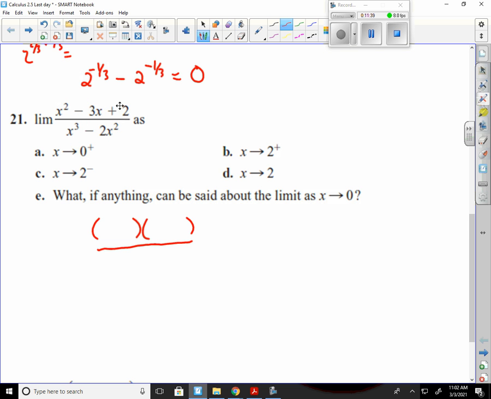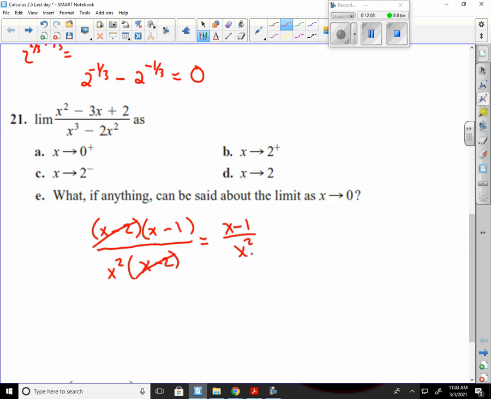It multiplies to give me 2 and adds to negative 3. That's going to have to be negative 2 and negative 1. In the denominator, I can pull an x squared out of both of those, which leaves me x minus 2. That's nice because those cancel. Now I'm just looking at x minus 1 over x squared.